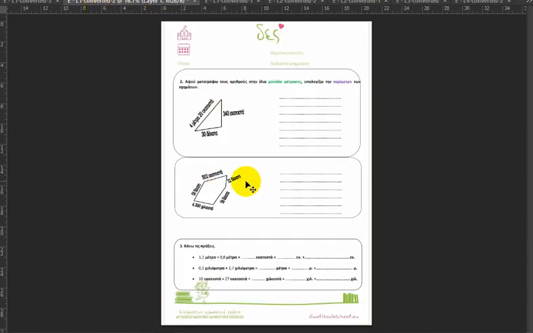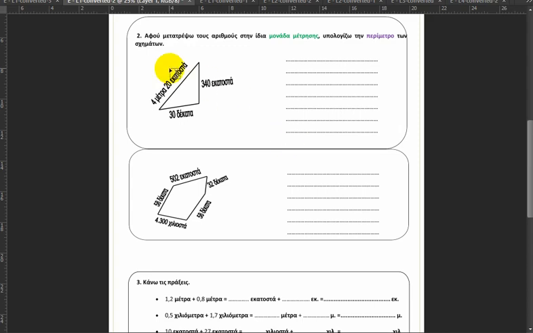Next up, this exercise asks us to find the perimeter. This is kind of like the exercise that we did where we want to find the perimeter, but each side is given in different units of measurement. So here, for example, it's given in centimeters. This is in decimeters, and here it's meters and centimeters. So I'm going to convert all of them into the smallest one of these, so that would be centimeters.